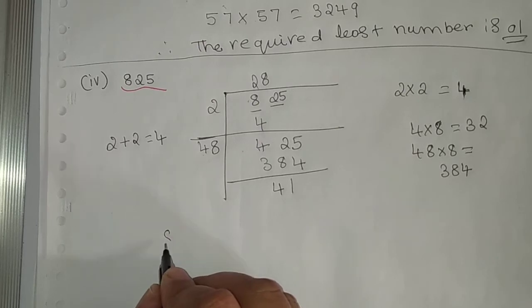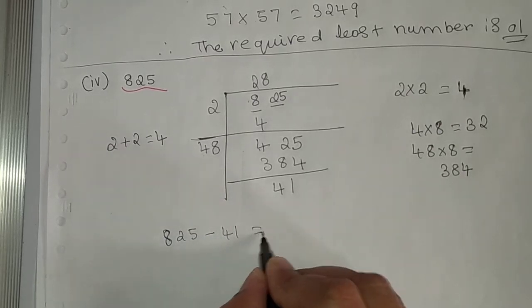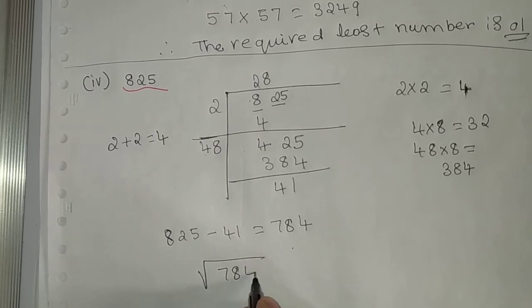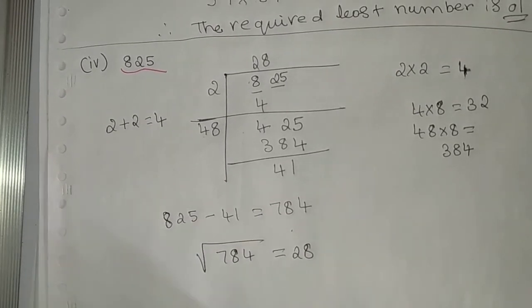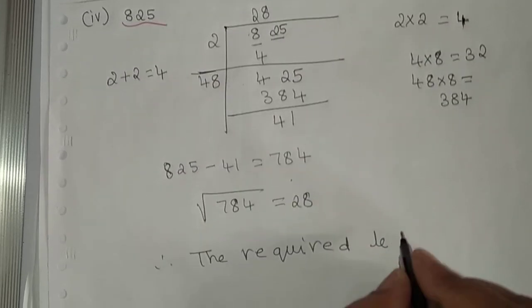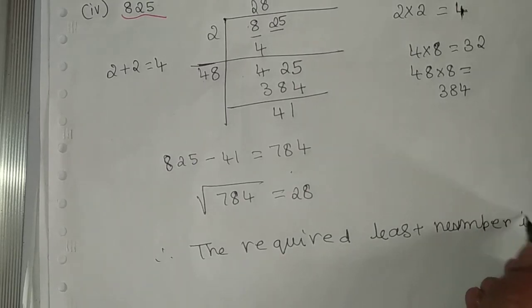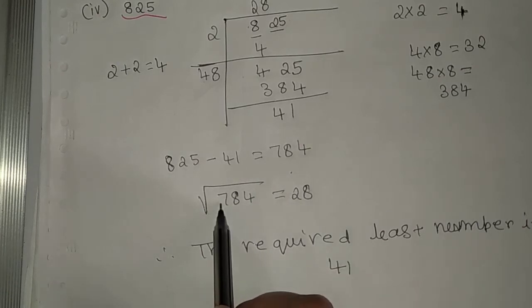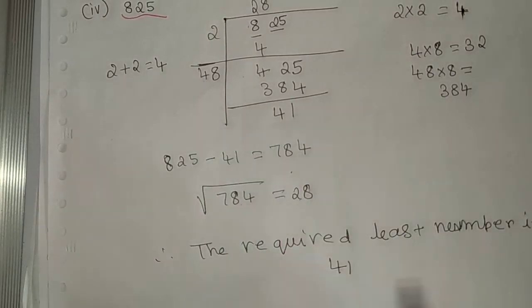Next, what we get is 825 minus 41 is equal to 784. Therefore, the square root of 784 is equal to 28. So what is the least number here? The remainder is the least number. The required least number is 41 is the answer. See, the remainder, that's all. So the remainder, and this will be its square, and that will be the square root of this one. Square root of 784 is equal to 28 will be the perfect square. So the remainder is the answer for this problem.